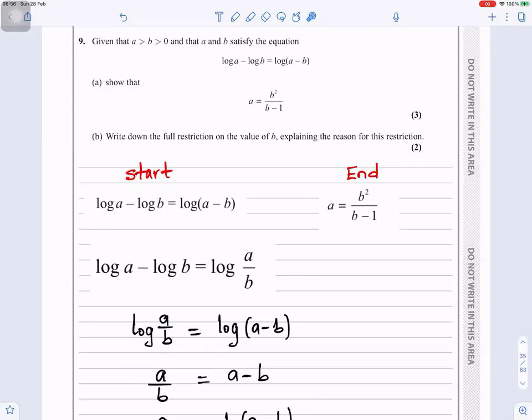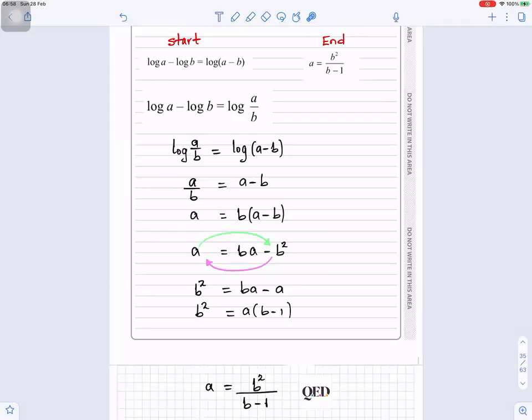We have to do something and get rid of them. So we start by thinking about the formula for logarithms. Log A minus log B is the same as log of A divided by B. So we can start by putting this first one, log A minus log B, as log of A divided by B. That equals log of A minus B. Now we can remove logs on both sides. So A over B is equal to A minus B.